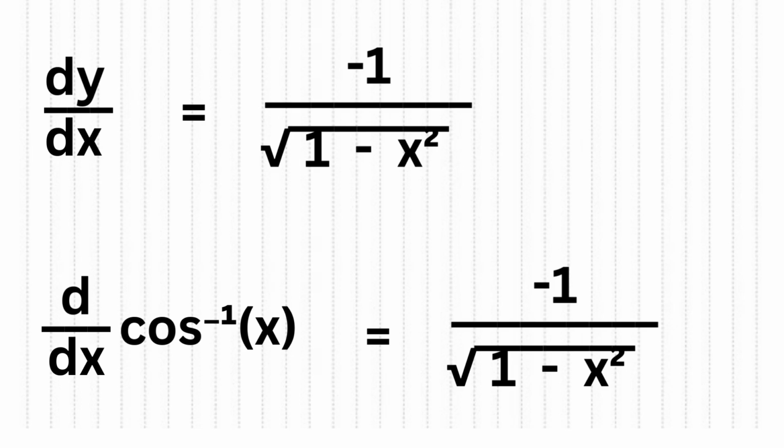And you'll notice that the derivative of arccos x is just the negative of the derivative of arcsine x. This pattern remains true for all the derivatives of inverse trig functions and their cofunctions.